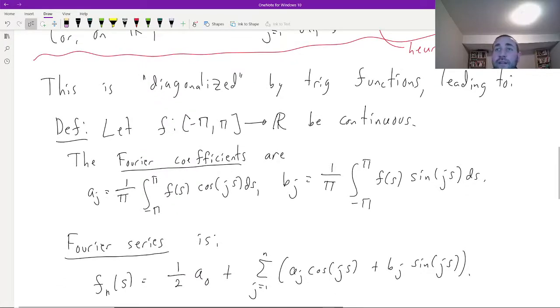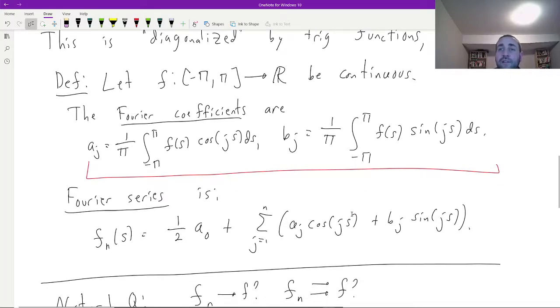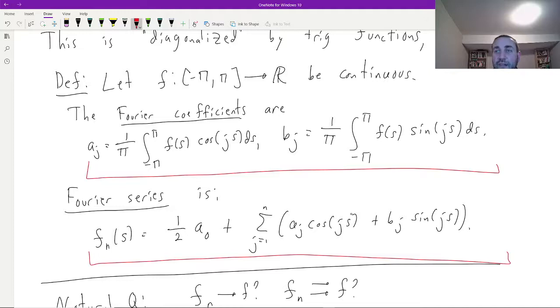It leads us to the following definition. For any continuous function f from the interval minus pi to pi to R, the Fourier coefficients associated with that function are given by these formulas here. So they're integrals of f times cosine functions, or integrals of f times sine functions. And the associated Fourier series, or partial series, is given by this formula here. So it's the sum from j equals 1 to n of a bunch of coefficients times cosines plus a bunch of coefficients times sines. Okay, so that's what we do.